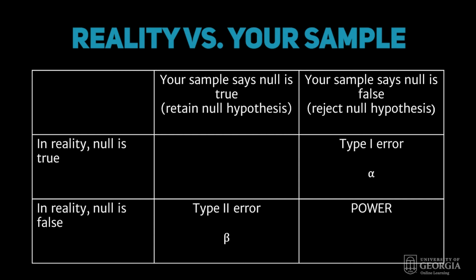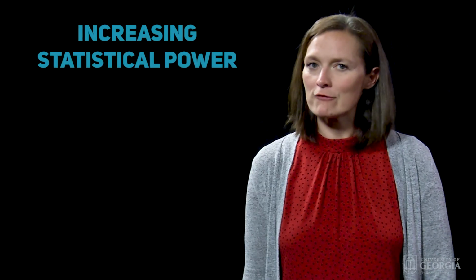Type 1 error rates, like I said, are always set by our alpha, but we can actually change our type 2 error rates in a lot of ways. We do this by trying to increase our statistical power. Statistical power means we increase our chances of rejecting our null hypothesis based on our sample, when in reality, the null hypothesis is false. So we reject it when it's false, and it is false. We can increase statistical power in a lot of ways.